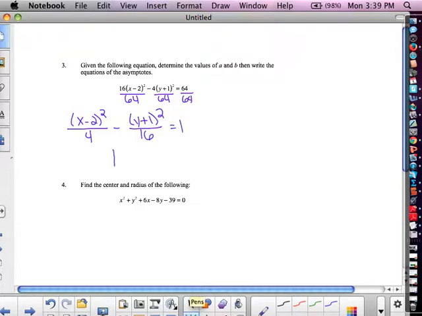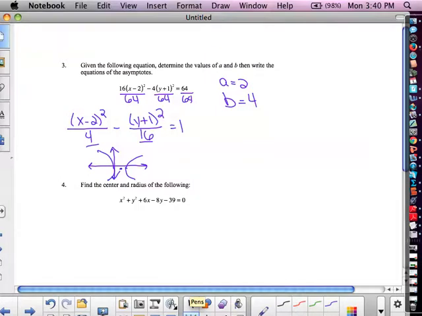So to get an idea of what this looks like, you can put it on the graph. Its center is at 2, minus 1. The value of A is the square root of 4, which is 2. The value of B is the square root of 16, which is 4. So that means it's going to have a vertex 2 units to the right. So that's going to be at 4, minus 1, and then at 0, minus 1. And that's what it would look like. You don't need to sketch that, but sometimes it's useful.